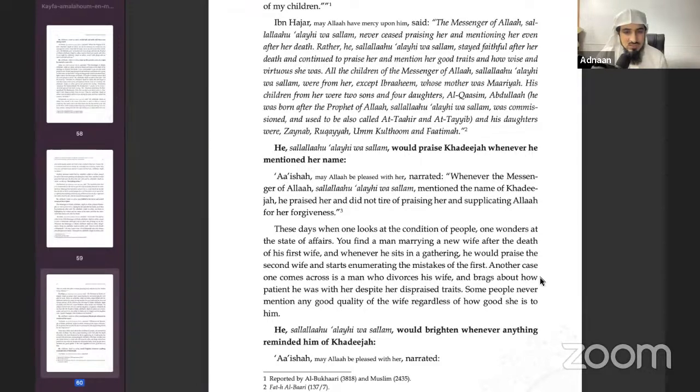These days, when one looks at the condition of people, one wonders at the state of affairs. You find a man marrying a new wife after the death of his first wife. And whenever he sits in a gathering, he would praise the second wife and start enumerating the mistakes of the first. Another case one comes across is a man who divorces his wife and brags about how patient he was with her despite her dispraised traits. Some people never mention any good quality of the wife, regardless of how good she is to him.